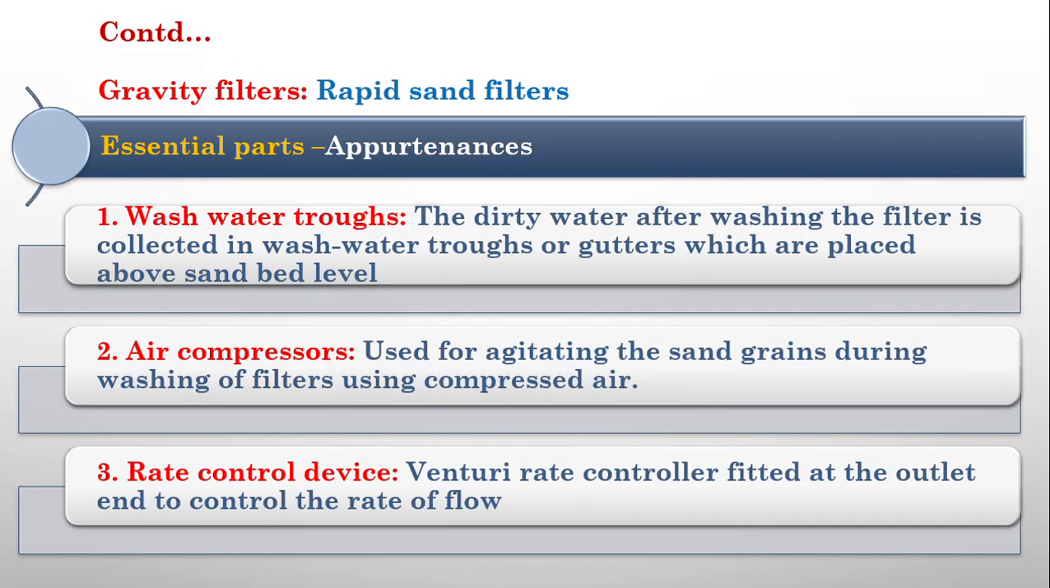Air compressors are used for giving compressed air. In rapid sand filters, we will sometimes provide air compressors for providing compressed air for cleaning the filter. Sometimes after many days or many months, the material should be cleaned. The base material and the sand particles should be cleaned. It is cleaned by using these air compressors. We will just see that. Rate control devices, for example a Venturi rate controller, will be used for controlling the rate of flow from the outlet.